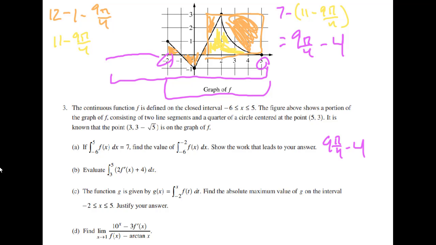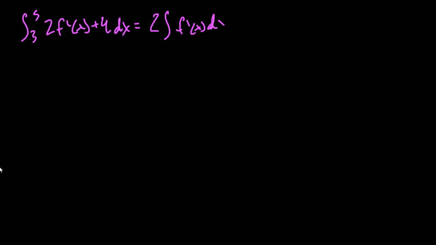Evaluate the integral from 3 to 5 of 2 f prime of x plus 4 dx. All right, we're going to need a little bit more space, so we're going to swap to another screen for this. So, the integral from 3 to 5 of 2 f prime of x plus 4 dx. Now we can make this simpler by splitting this into two integrals and pulling the constant out in front of one of our integrals. So we have 2 times the integral of f prime of x dx from 3 to 5 plus the integral from 3 to 5 of 4 dx.